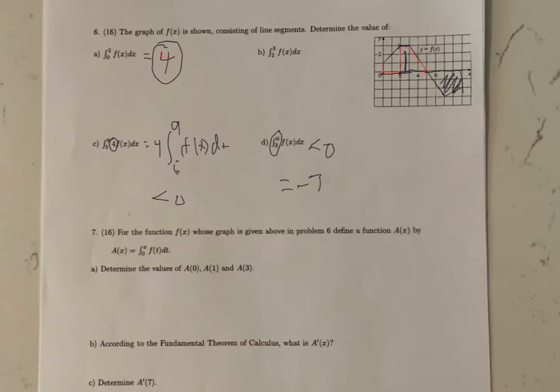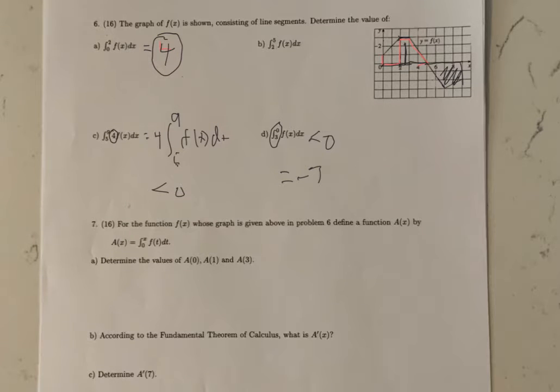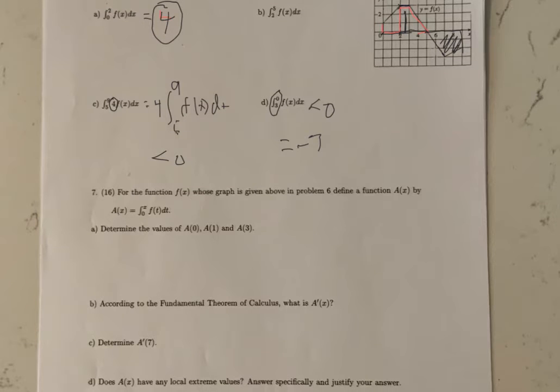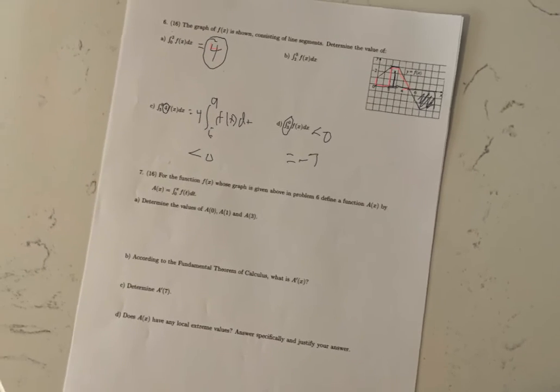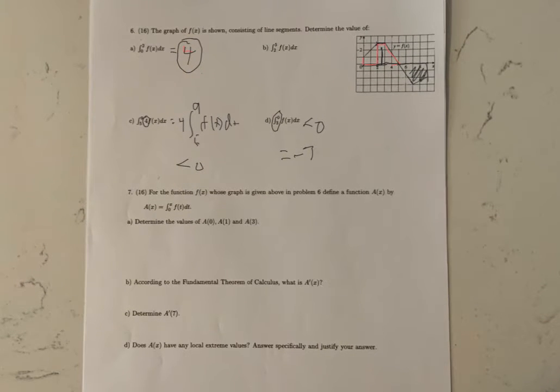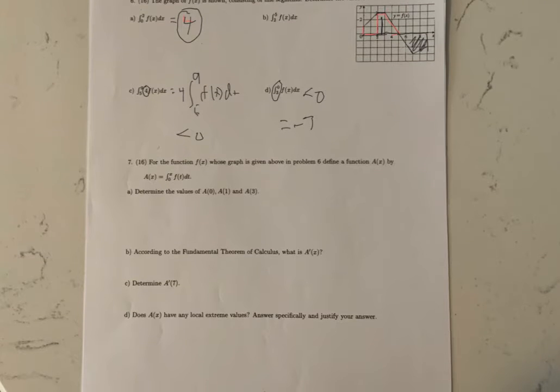All right, finally, using the same graph, let's see if I can leave it on the screen there. I can make it a little smaller maybe. All right, determine the values of A of 0. Well, notice the definition of A is defined as an area function. It starts at 0, so it shouldn't take us but a few seconds to realize that A of 0 is 0. And then we want to know what A of 1 is. Well, it's the area from 0 to 1, and that's 3 halves.